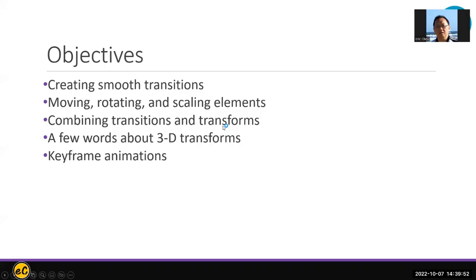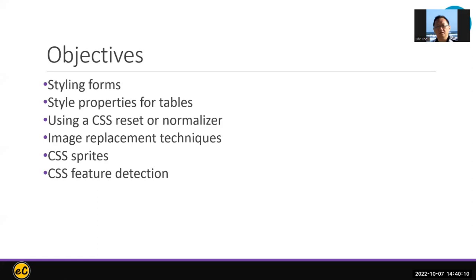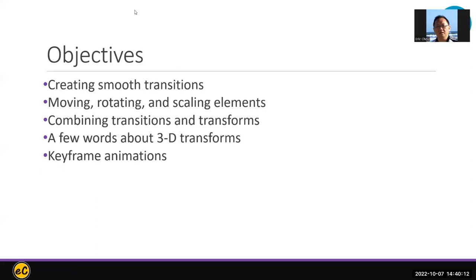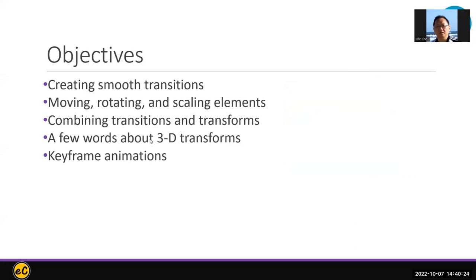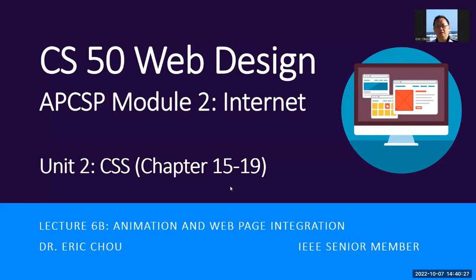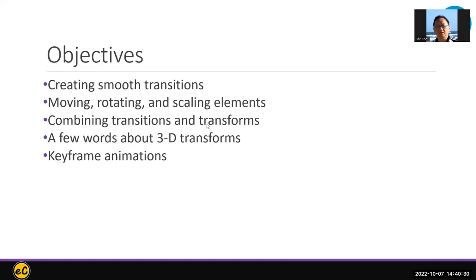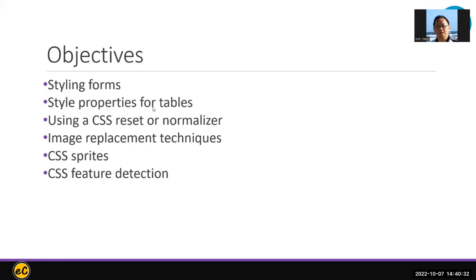This one is to create animation, including smooth transition, moving, rotating, and scaling of elements, combining transition, transform, 3D transformation, and keyframe animation. The basic idea is that right now we always design something at a certain location. We do not make the elements move, scale, or change in different ways. Animation and transformation change your design style.